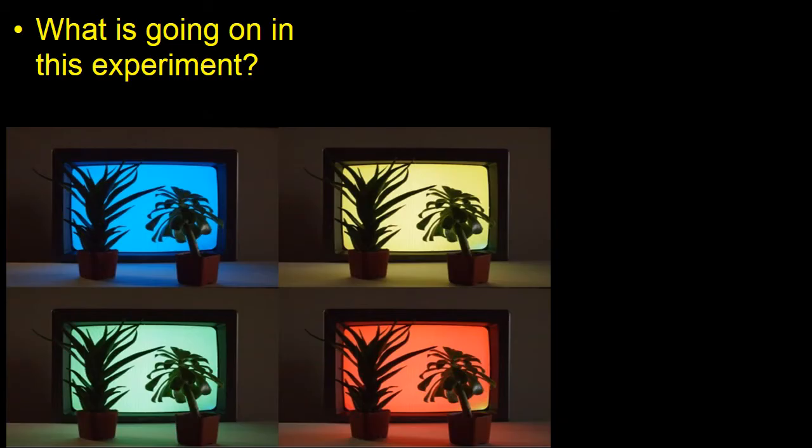Let's take a look at an example. So what's going on in this experiment? What do you think that they're trying to do in this experiment? Well, it seems like they're trying to find out an answer to the question or the problem of whether or not different lights affect how a plant grows, right? We can see that we have a blue light and a yellow light and a green light and a red light. So it seems like in this experiment, the question or the problem that they're trying to address here is whether or not these different colored lights are going to affect how the plants grow.